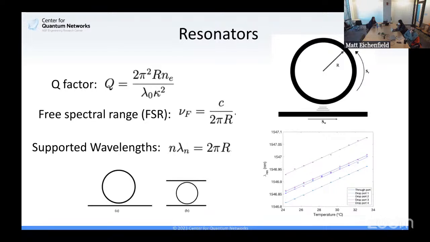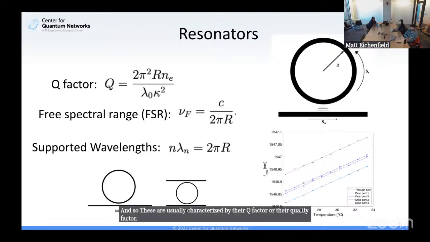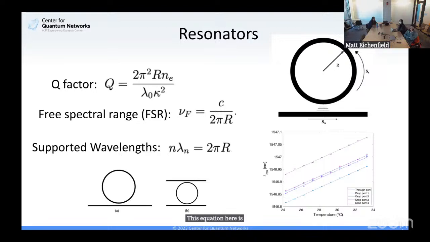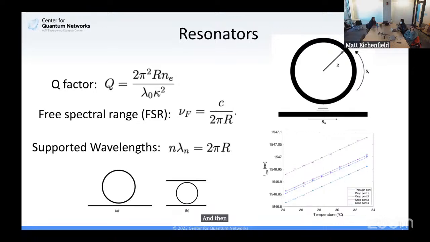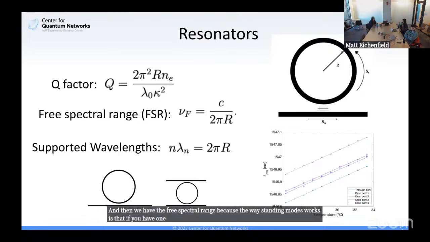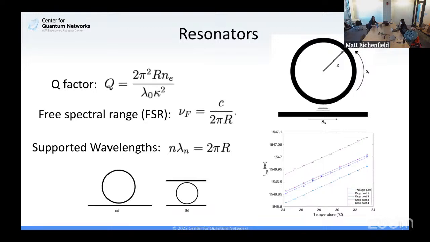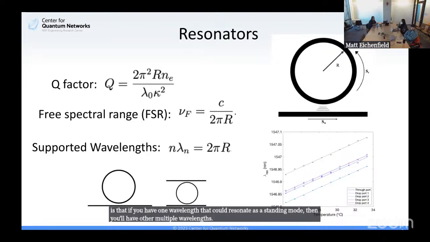These are usually characterized by their Q factor, or quality factor. This equation here is describing that. It's based on the radius of your structure, the effective index, the resonant wavelength that you're looking at, and this kappa squared factor, which is a coupling constant. So it's how well or badly you are coupling into your resonator. And then we have the free spectral range, because the way standing modes work is that if you have one wavelength that can resonate as a standing mode, then you'll have multiple other wavelengths that will also resonate within that structure.